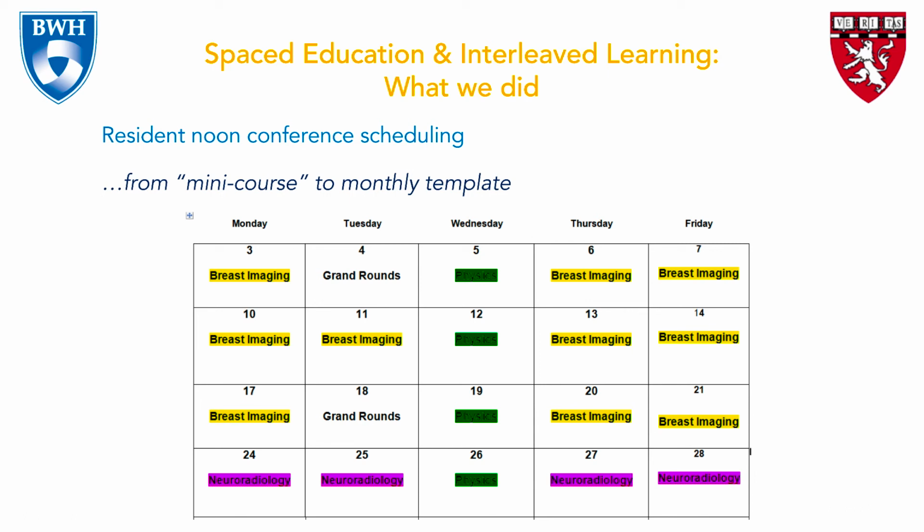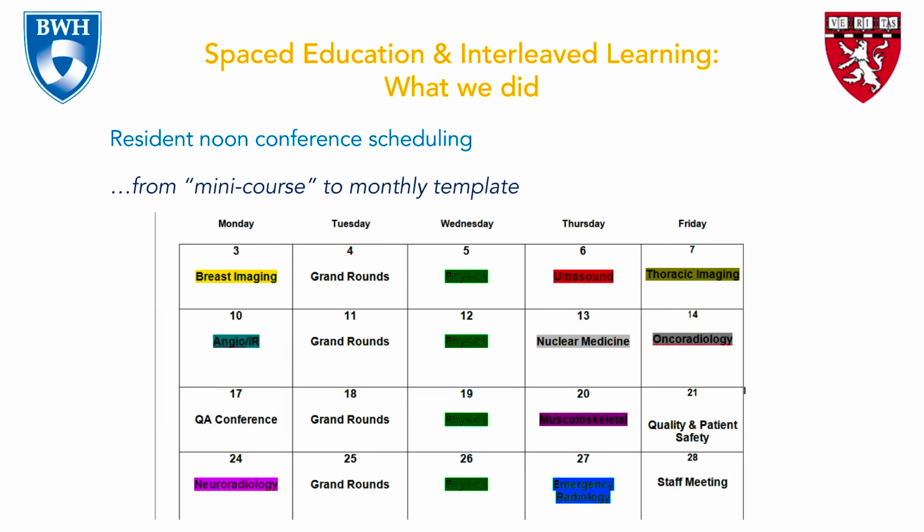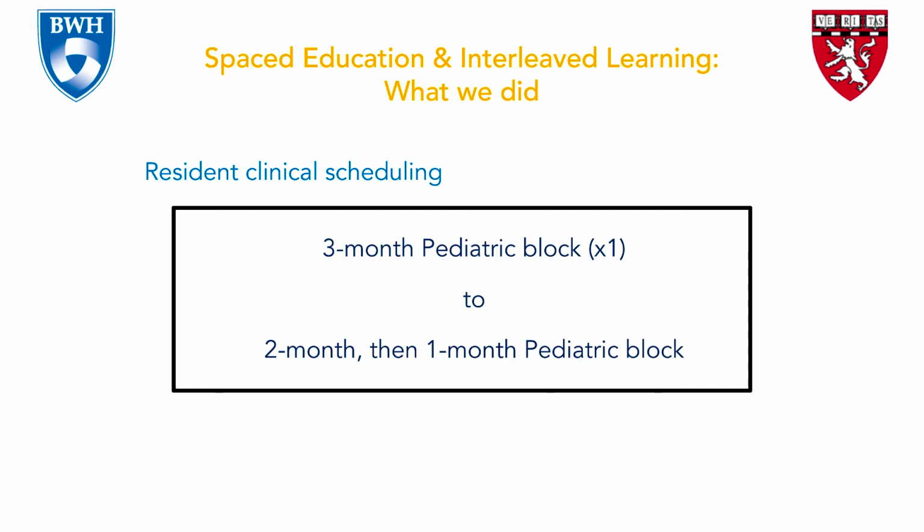Part of this was we decided to change this using our concept of spaced education to a monthly template in which each of our divisions were actually giving conference once a month. And this is in keeping with what we would expect for much more retention over the long term. In addition, we reviewed our clinical scheduling. We traditionally had a 3-month pediatric block that occurred one time during the 4 years of residency. And with that, we decided to split this up and instead have a 2-month followed by a 1-month pediatric block that were separated by 1 year.